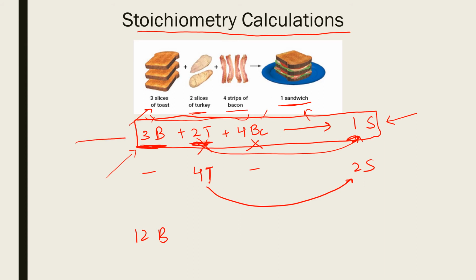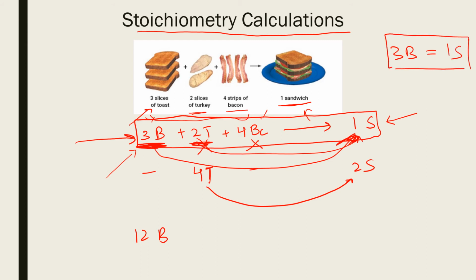So from the balanced equation to make the sandwich, I know that 3 bread slices give me 1 sandwich. So that's the relationship, and I can use this relationship as a conversion factor also. So now if I have 12 breads, how many sandwiches can I make?